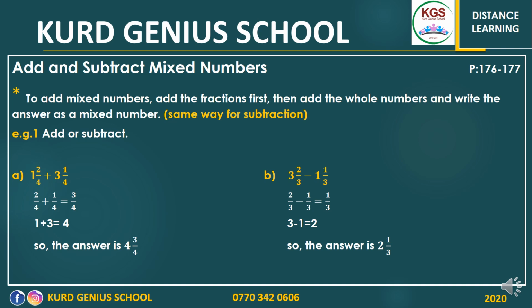Now let's subtract the whole numbers. 3 minus 1 is 2. So we have to write the answer as a mixed number. The whole number is 2 and the fraction is 1/3. Just write them next to each other and that's it. The answer is 2 and 1/3. Very easy.